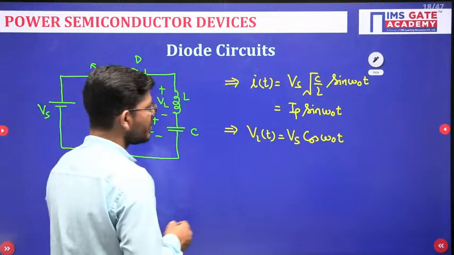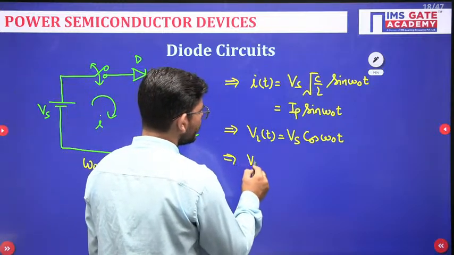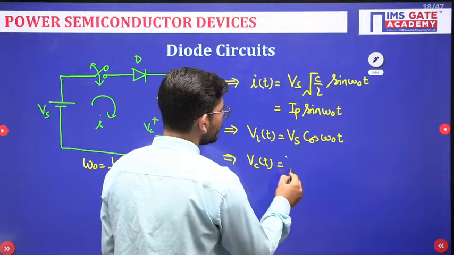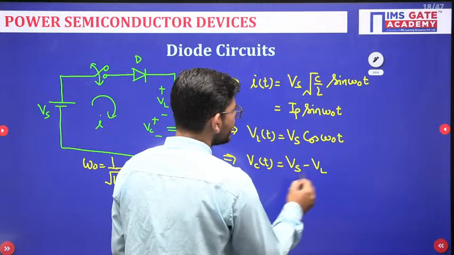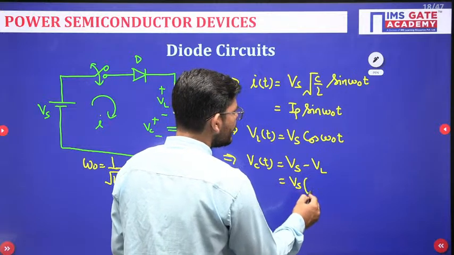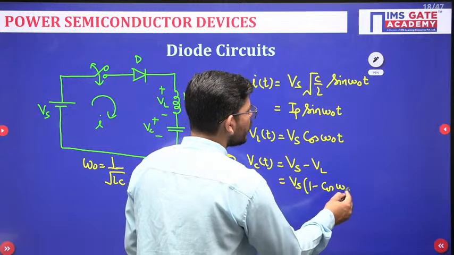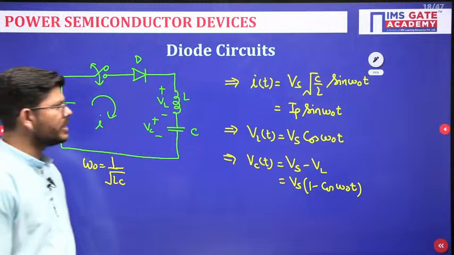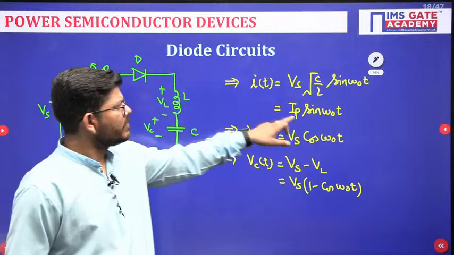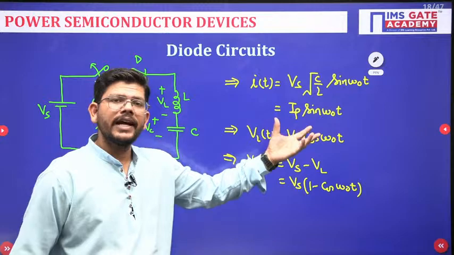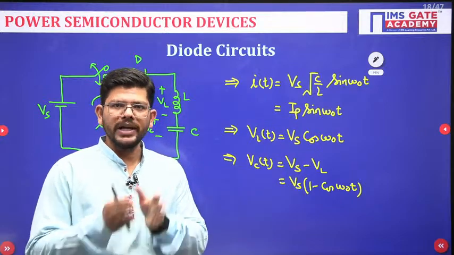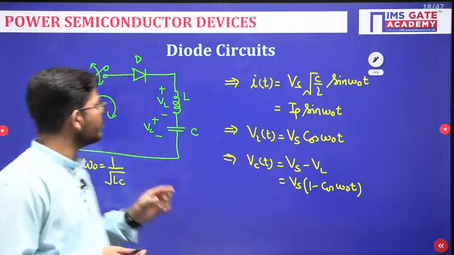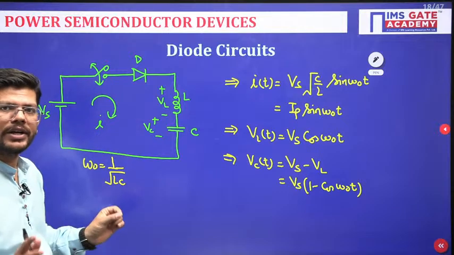Similarly, if we have to calculate the capacitor voltage, that will be equal to the source voltage minus the inductor voltage. So you will get Vs (1 minus cos omega naught t). So these are the different voltages and current. Now the current is following the sine curve, and with the sine you know that at omega naught t equal to pi the current will become 0, meaning the diode will stop conduction at omega naught t equal to pi.